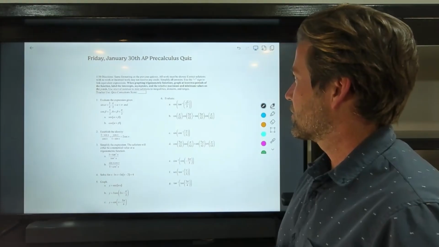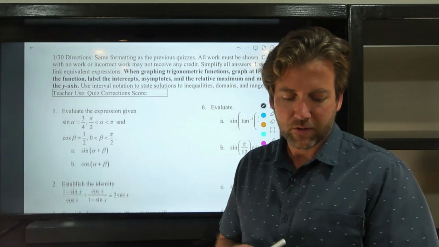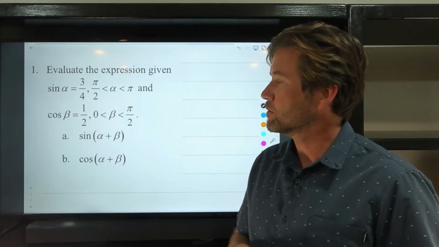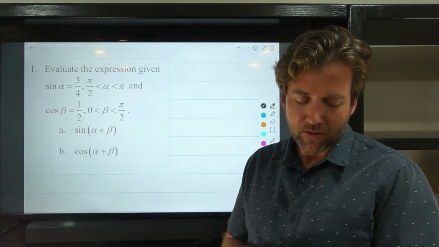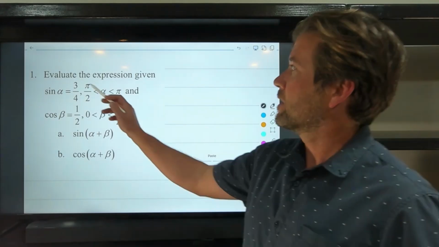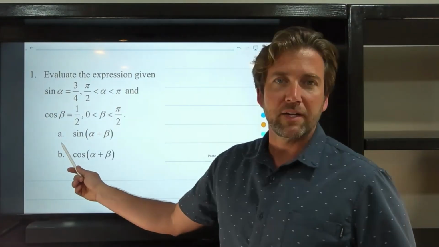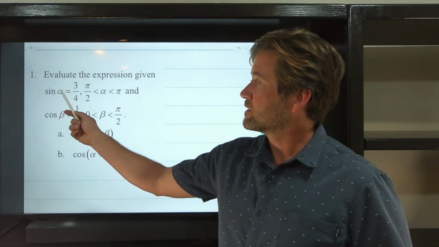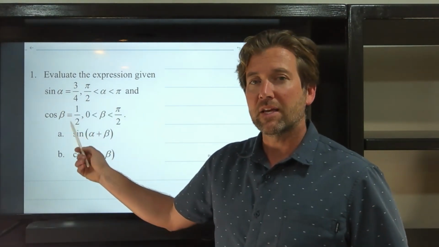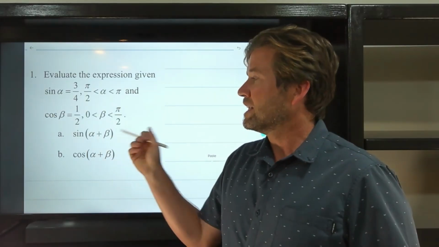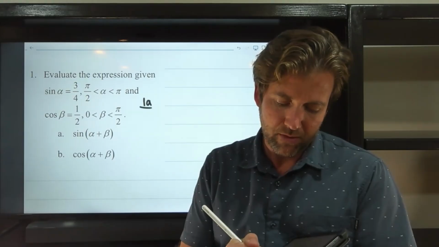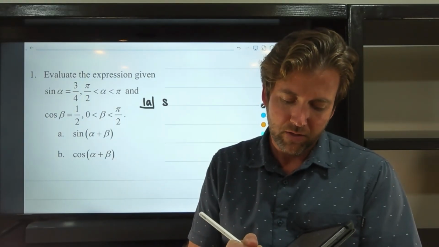All right, so here's our free response quiz. Question 1 is right here. I'm just going to scroll down here to give myself some more room. It says evaluate the expression given. And so part A, it's sine of alpha plus beta. Now they give us some information about the angles alpha and beta. So what we need to know on our end is how to expand the sine of alpha plus beta.